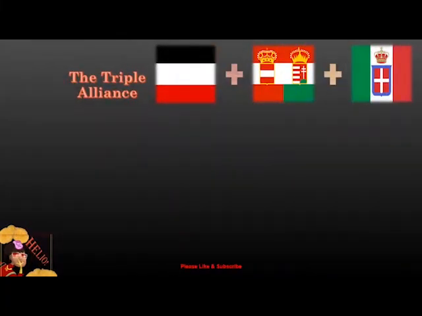So, here we have the Triple Alliance, and this is the first alliance that actually completely unified. So, this is why I'm talking about this one first. And it involves Germany, Austria-Hungary, and Italy, in that specific order. By 1905, Italy, Austria-Hungary, and Germany had formed the Triple Alliance.